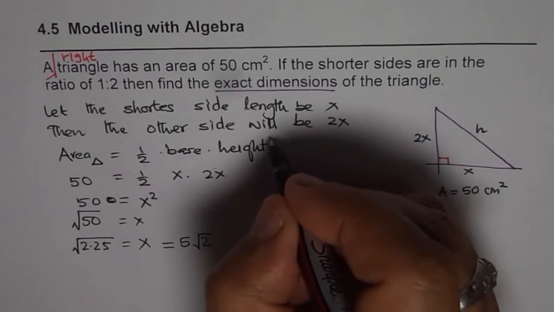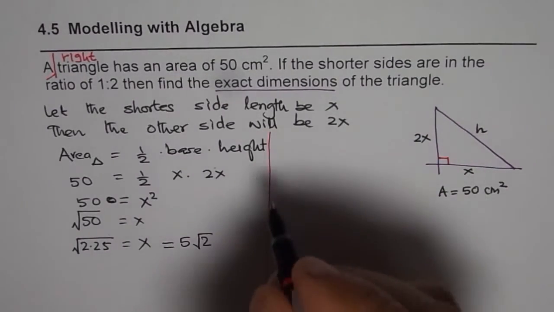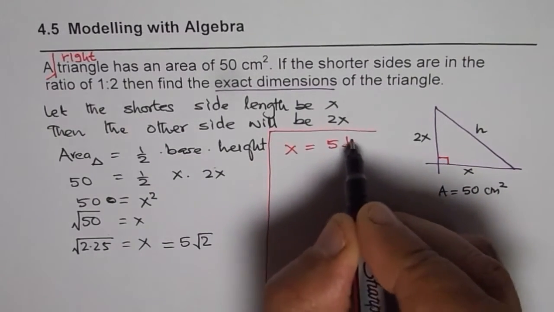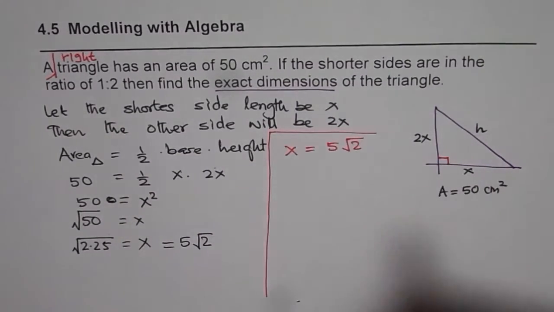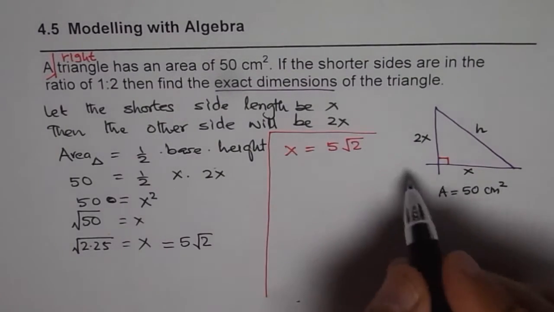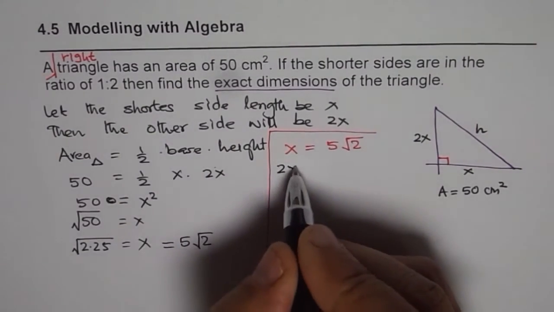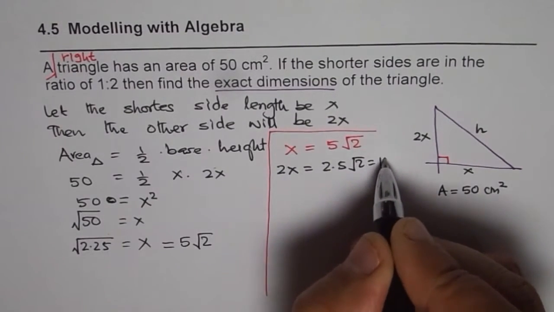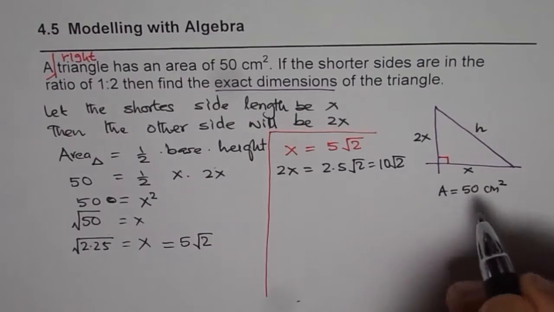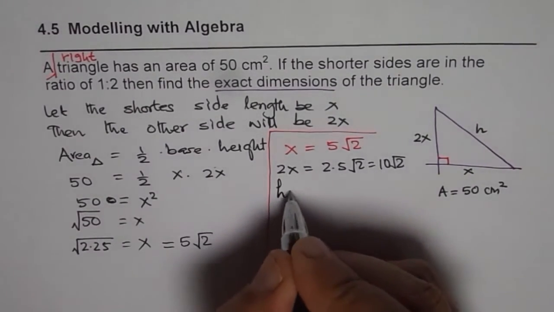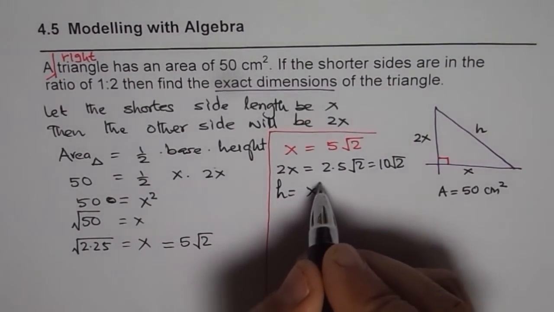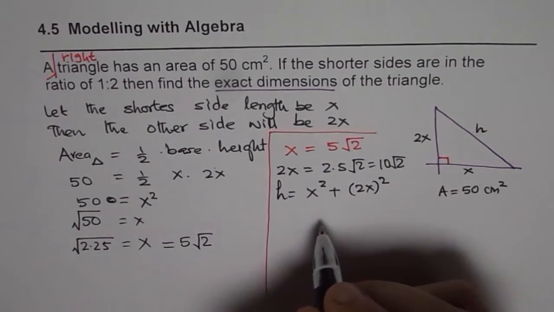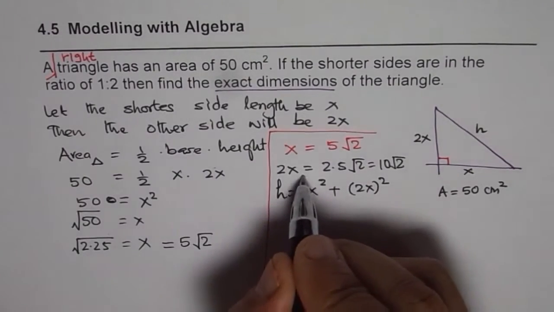Now we know x, we can find all of the dimensions. What we know here is x is equal to 5 square root of 2. So that is one length. Knowing x, we can find the other side. So 2x will be equal to 2 times 5 square root 2, that is 10 square root 2. So we know two dimensions. How about the hypotenuse? The hypotenuse will be equal to the square root of x square plus 2x square.